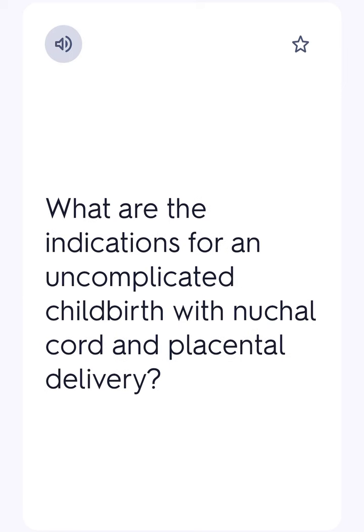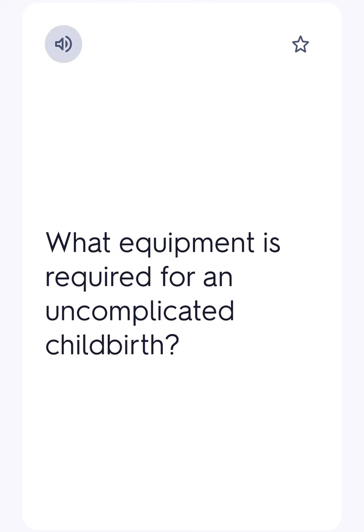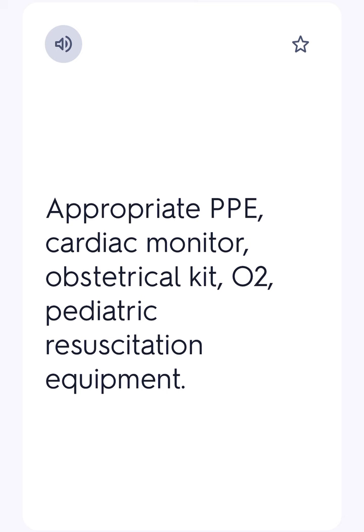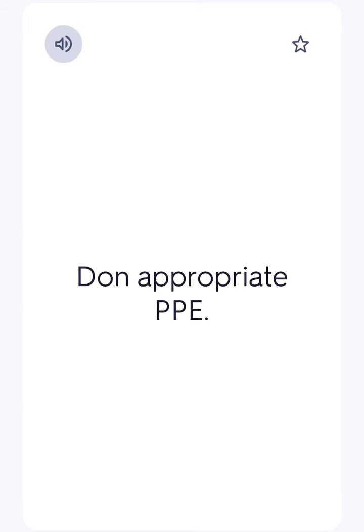What are the indications for an uncomplicated childbirth with nuchal cord and placental delivery? Confirming medical directive requirements or obtaining BHP authorization. What equipment is required for an uncomplicated childbirth? Appropriate PPE, cardiac monitor, obstetrical kit, O2, pediatric resuscitation equipment. What is the first step in the procedure for an uncomplicated childbirth? Don appropriate PPE.